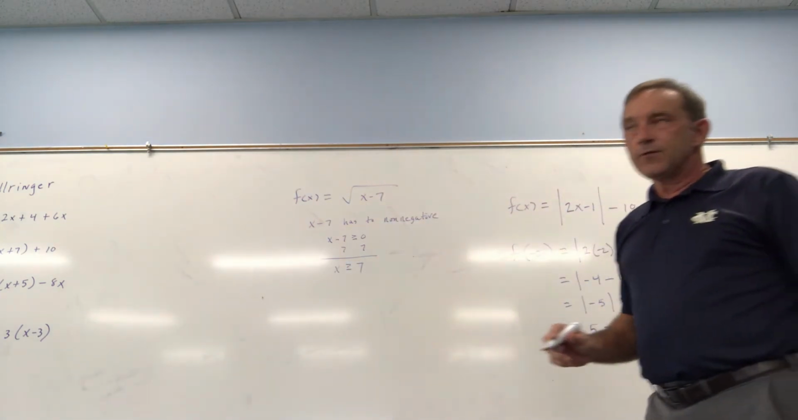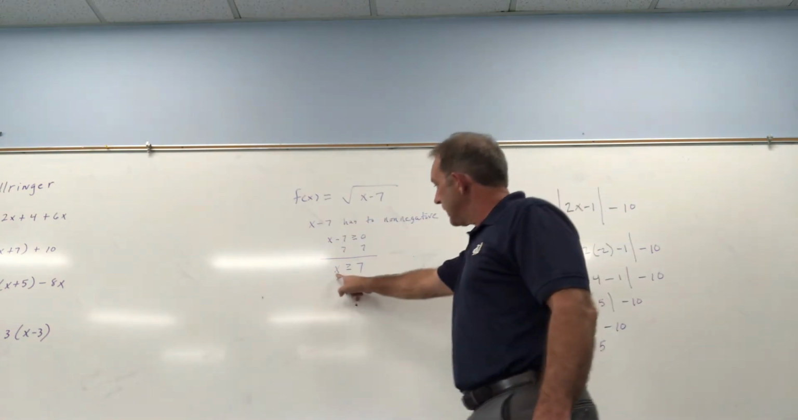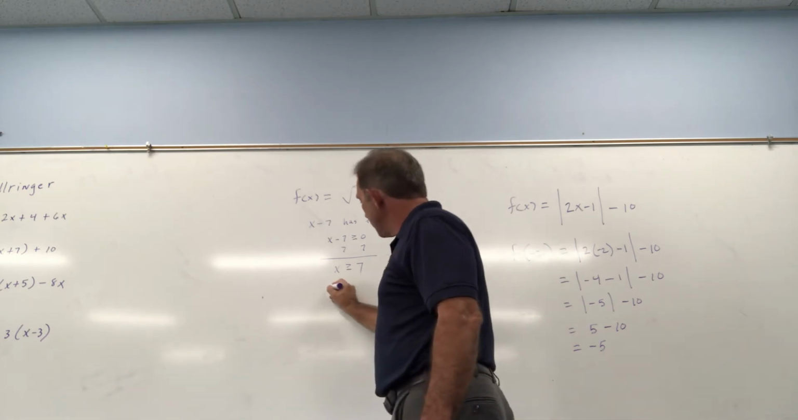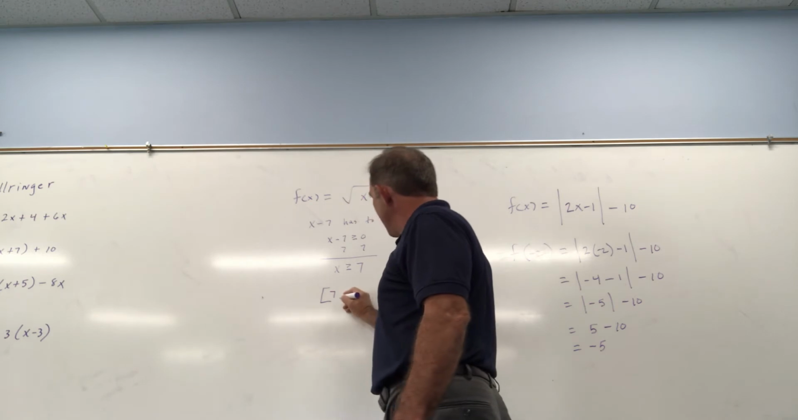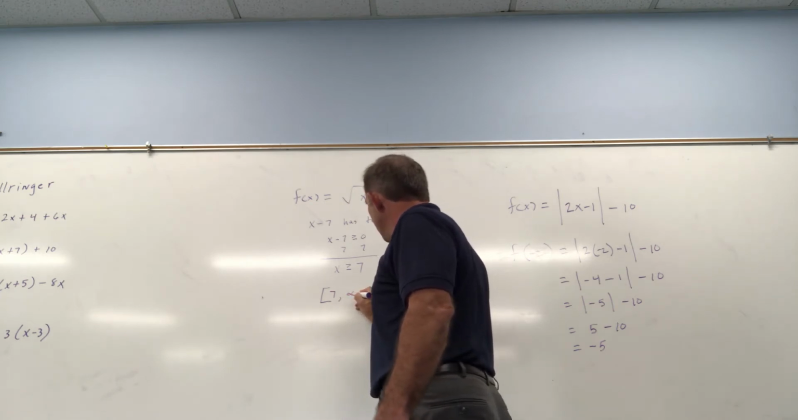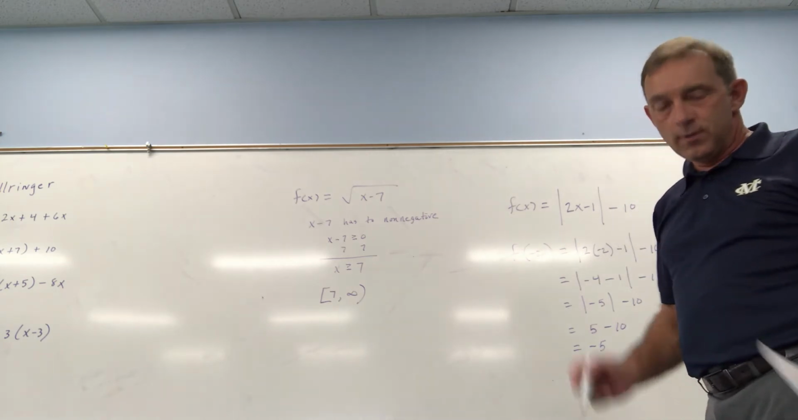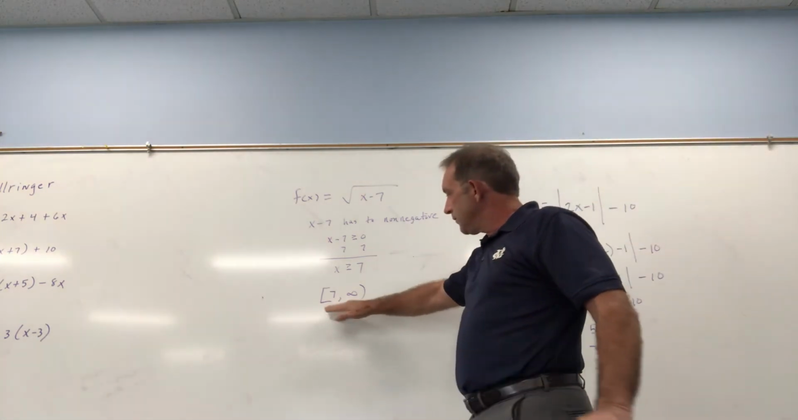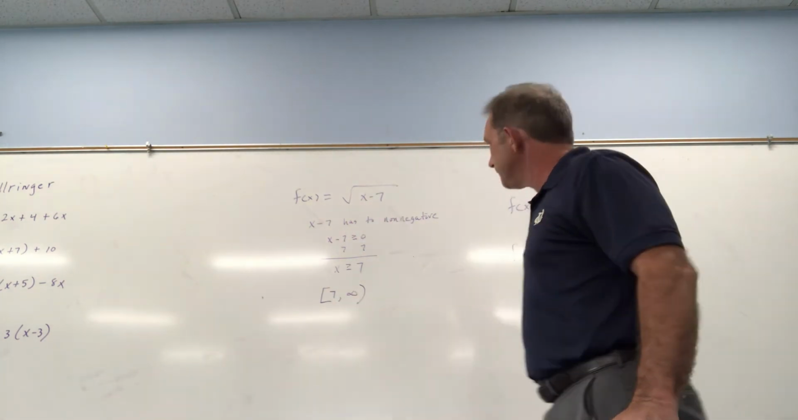So the acceptable values for the domain here are going to be any value greater than or equal to 7. So using interval notation, that's saying we can have 7 all the way up to infinity. Those are the values that can go into that function. If you put any value in that's not in that interval, you'll get a negative underneath the radical.